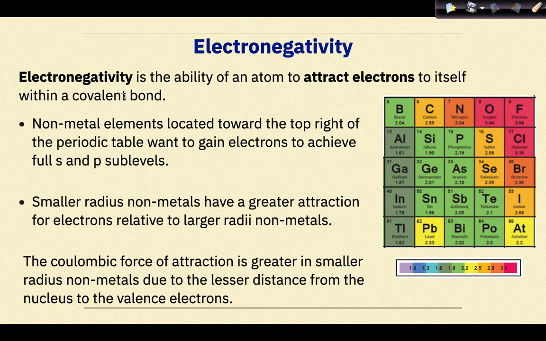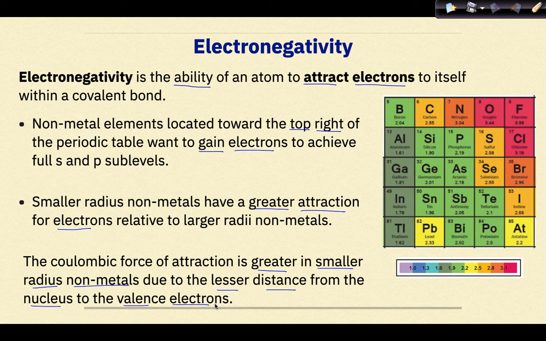Electronegativity is the ability of an atom to attract electrons to itself within a covalent bond. Non-metal elements located towards the top right of the periodic table want to gain electrons to achieve full s and p sublevels. Smaller radius non-metals have a greater attraction for electrons relative to larger radii non-metals. The coulombic force of attraction is greater in smaller radius non-metals due to the lesser distance from the nucleus to the valence electrons.